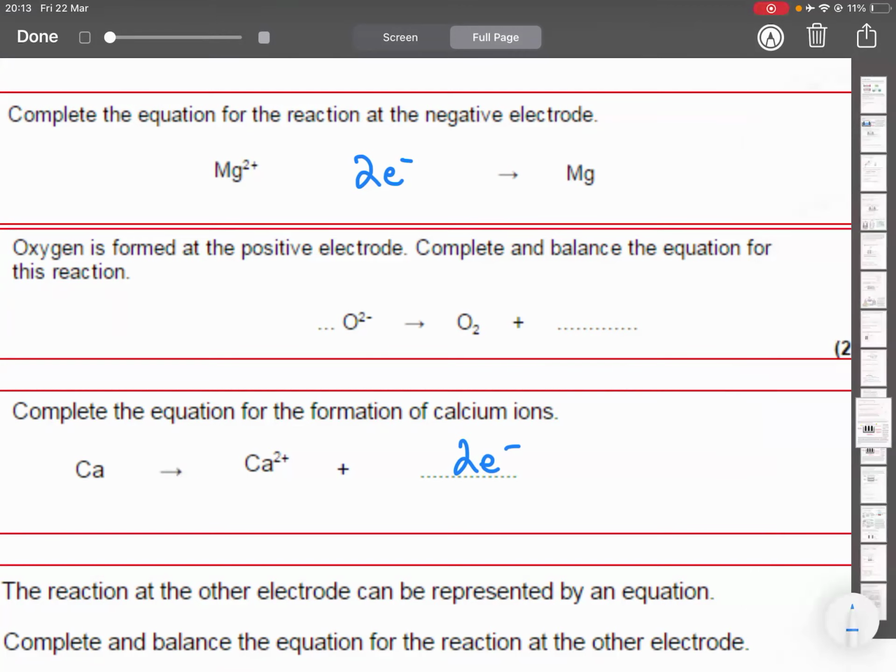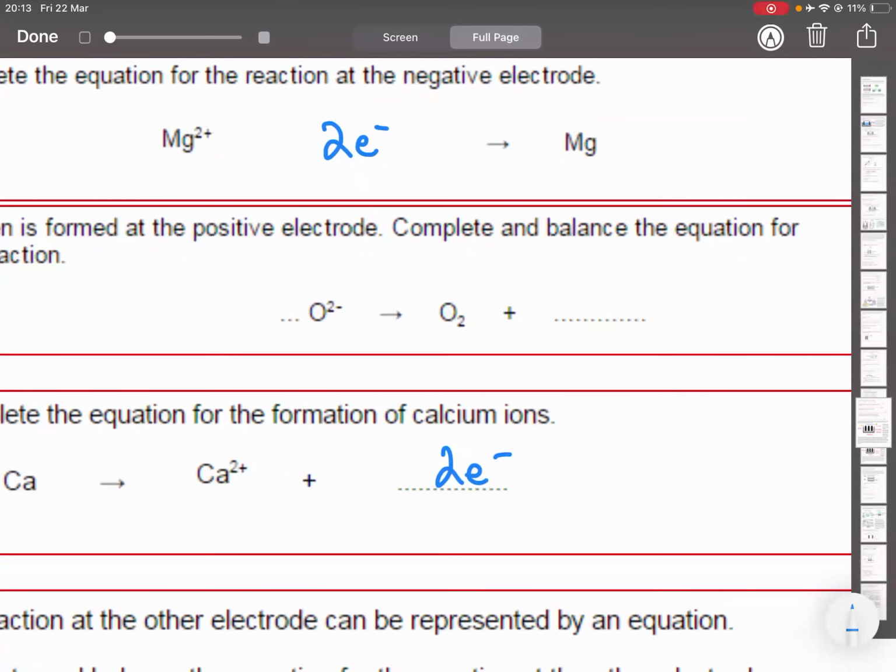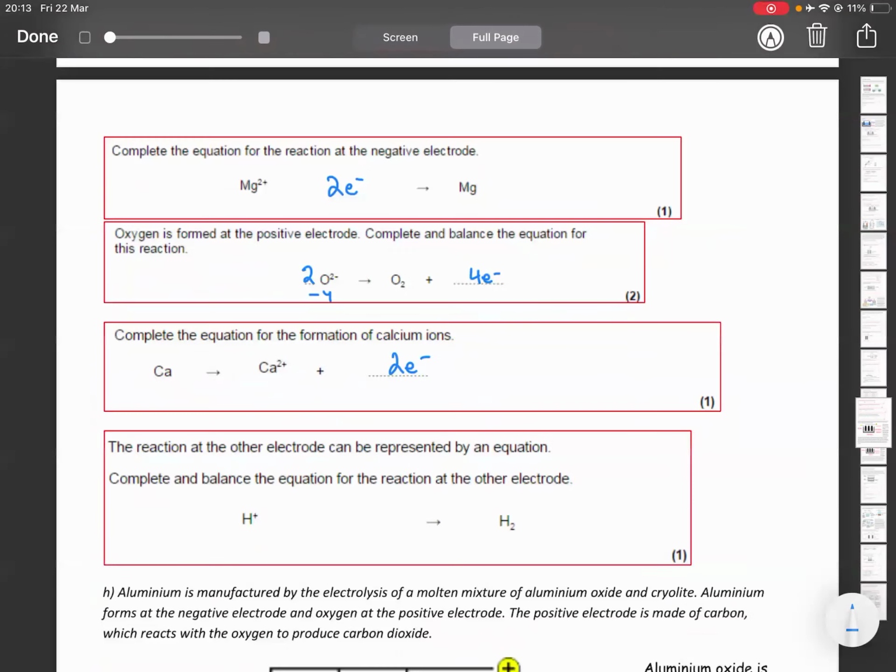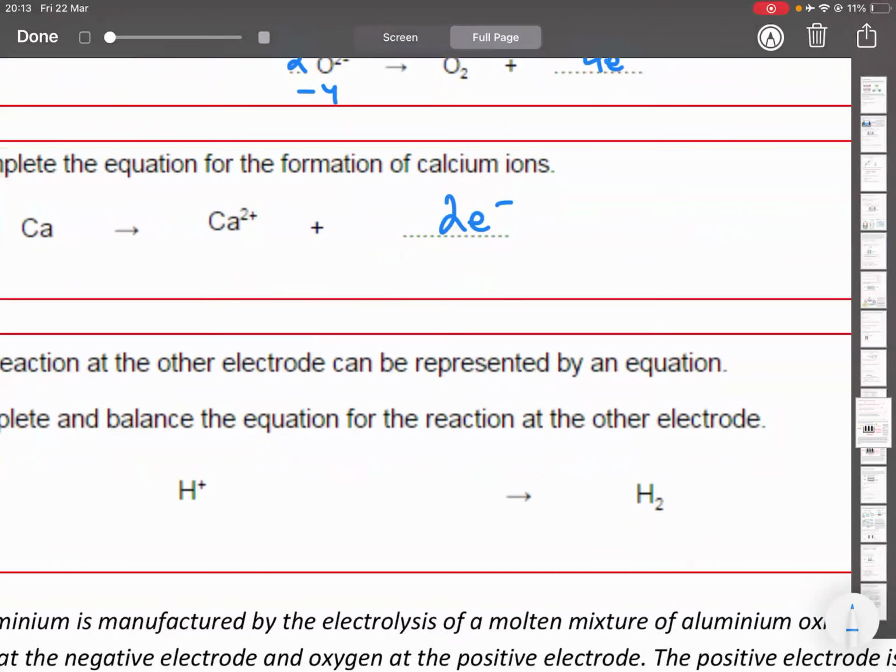And then the harder one is oxygen. So first, because there's a 2, I have to put a 2 here. But the overall charge of 2O2- is actually -4 because there's 2 of them. So that means it lost 4 electrons. That's it. So hopefully you'll just have to fill in the gap. And hydrogen. So I'll pause it. Do you want to have a go?